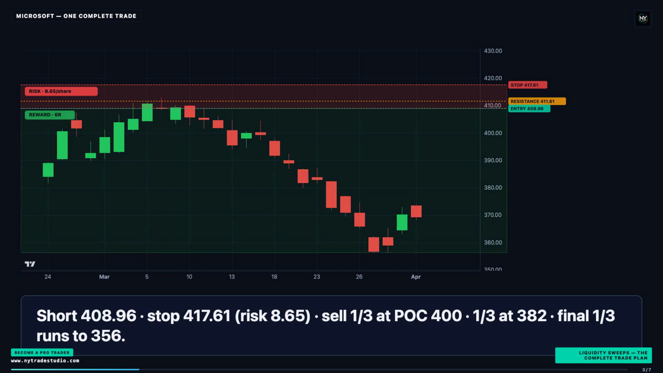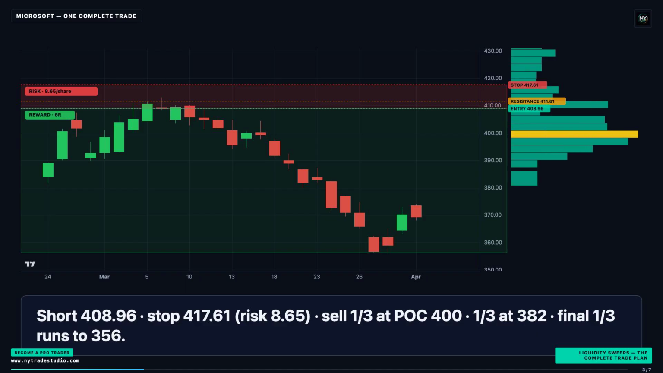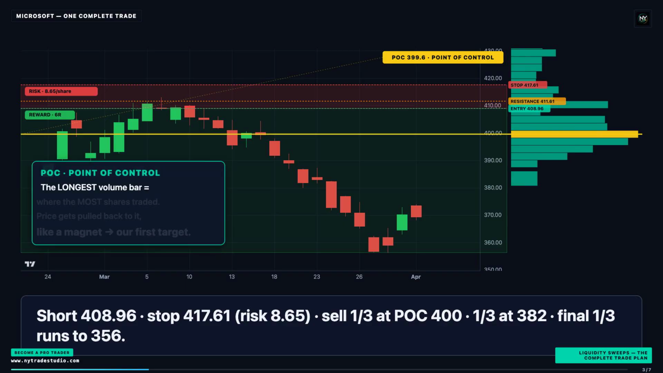Now, where do we take our profit? We use one more tool, the volume profile. These bars on the right show how many shares traded at each price. Now find the longest bar, right here. More shares changed hands at this one price than anywhere else, and we call it the point of control. Here is why it matters. The market keeps getting pulled back to it like a magnet. For Microsoft, it sits right around 400. That is our first target.